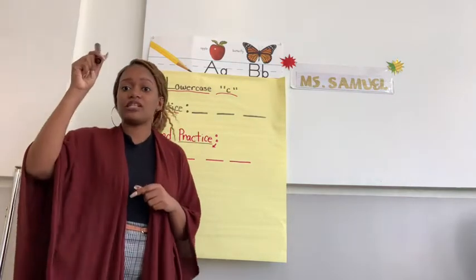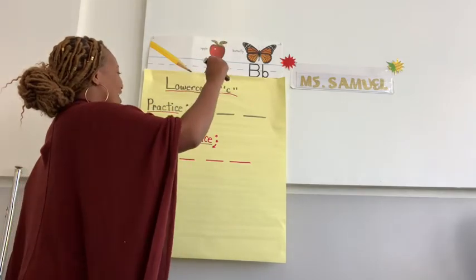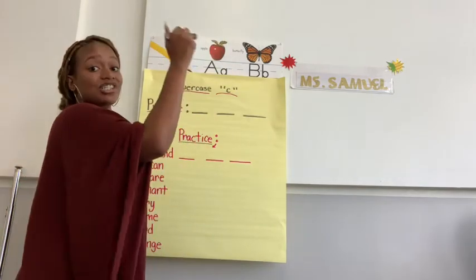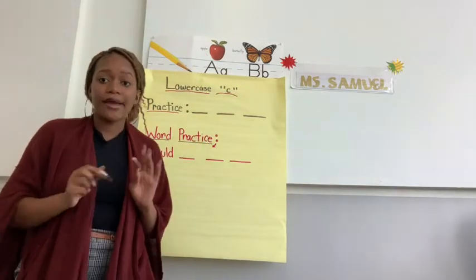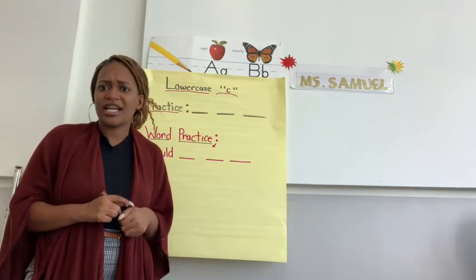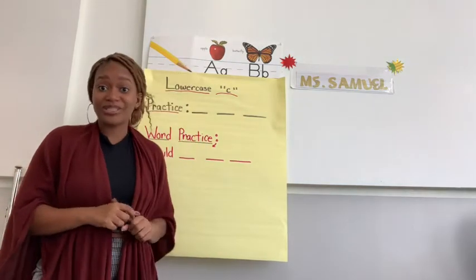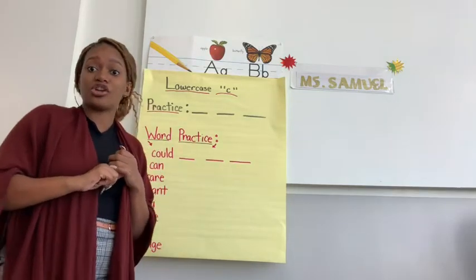Let's try that with our pencils in the air. Get ready. Starting at the midline, circle around, lift. One more time. We start at the midline and we circle around, lift. I want us to practice three lowercase v's. Do we think we can do that? Hands up. Hands down. Do we think we can do that? Okay, let's get started. Putting our pencils to our paper.